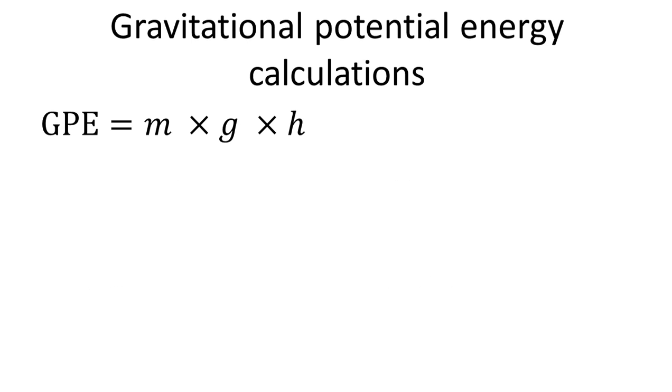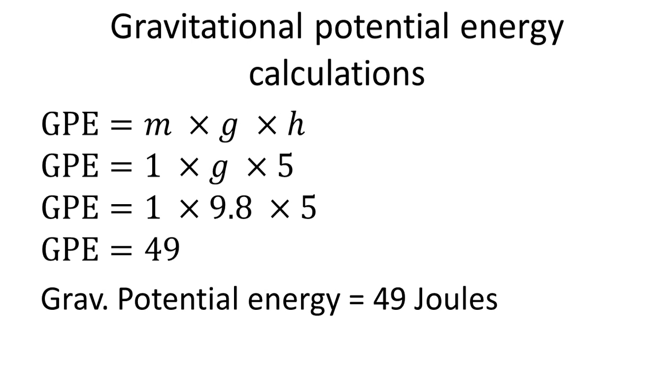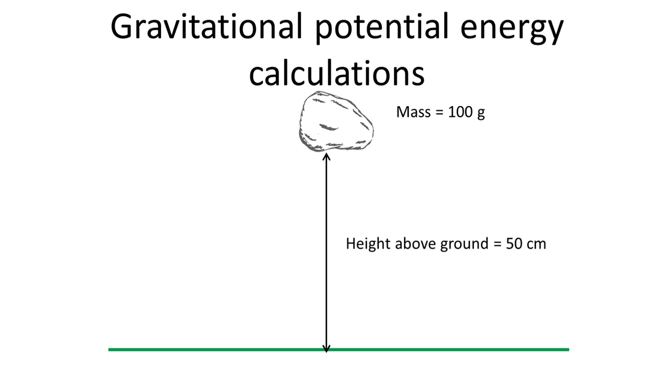So let's go back to that formula, M times G times H. We'd substituted in the mass and the height. Now we can substitute in the gravitational field strength of 9.8 newtons per kilogram. We can do a calculation on that. GPE equals 49. But we know that, again, this is a quantity. It needs units. So we say that the gravitational potential energy is 49 joules. So that 1 kilogram rock held 5 meters above the ground had 49 joules of gravitational potential energy.